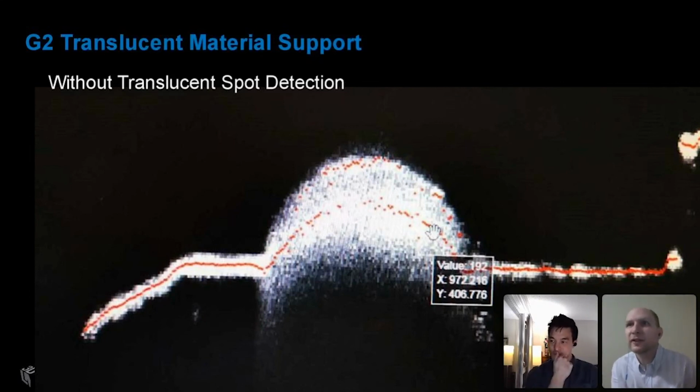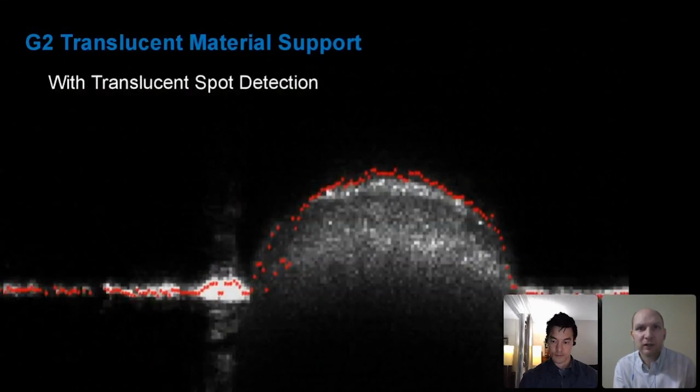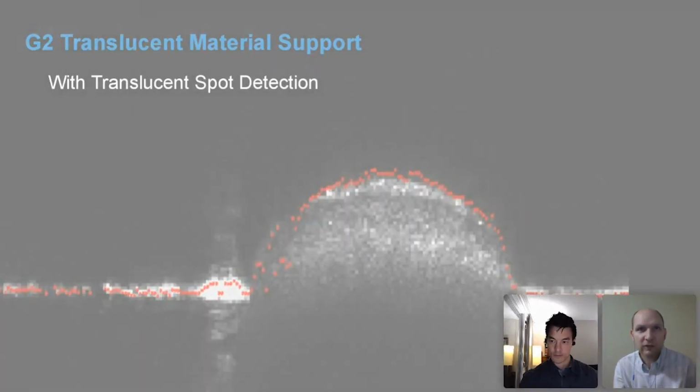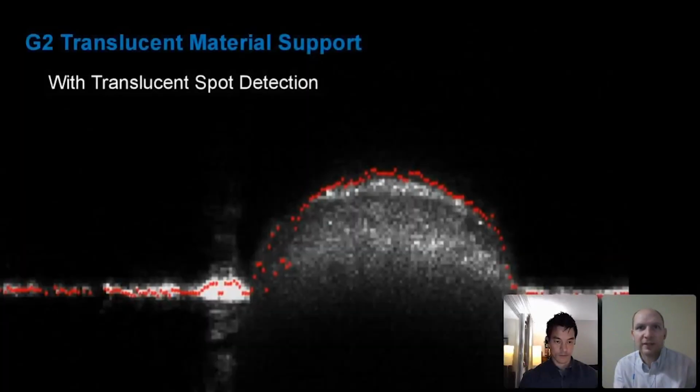Translucent doesn't affect detecting the correct height of base surface, does it? No, it doesn't, because we actually segment the profile into different areas. So you're right. It detects the highest intensity point on glue area. So this is without translucent spot detection. I'll move here. This is with translucent spot detection enabled. So it would actually detect the edges of the spot.